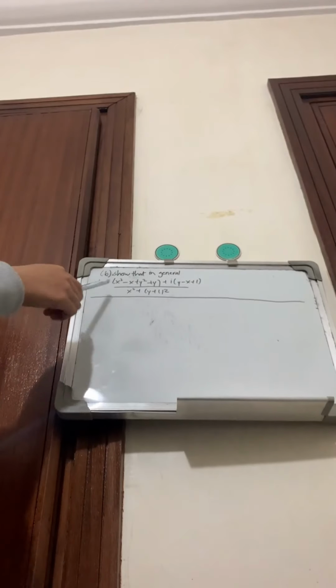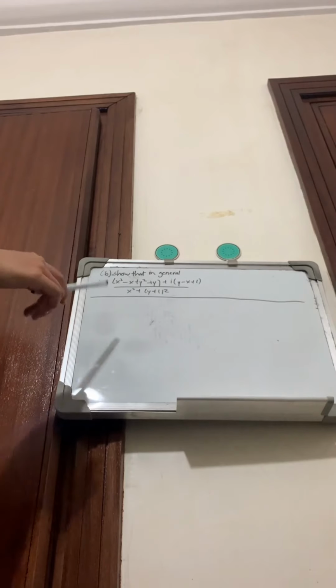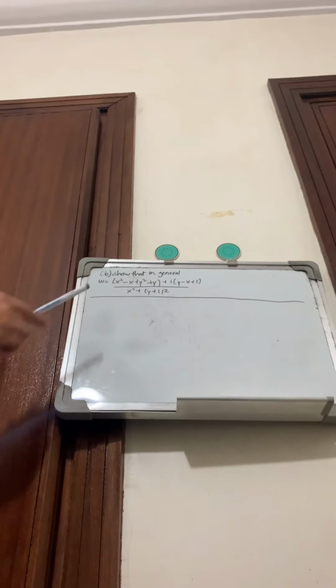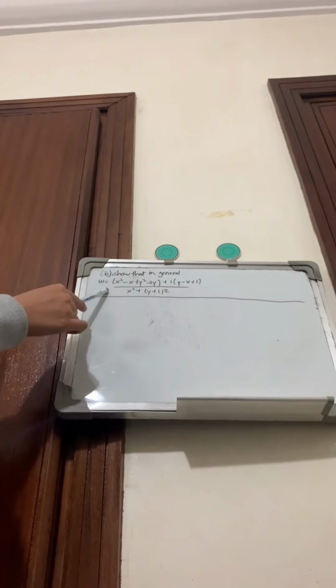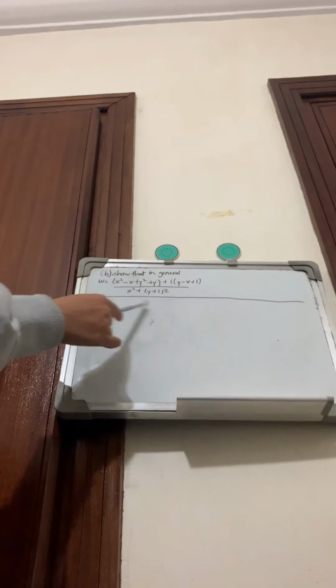So now moving on to part B, show that in general W is equal to (x squared minus x plus y squared plus y) plus i(y minus x plus 1), all over x squared plus (y plus 2) squared. This is a problem of proving, so we basically have to try to get the equation of W looking something like this.